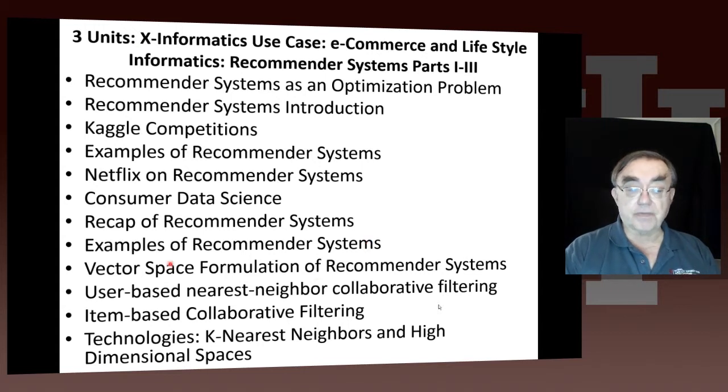We then use the vector space formulation and the different types of collaborative filtering: user-based and item-based. There are also content-based recommender systems, which we will mention. And then we come to the technologies which are needed, k-nearest neighbors, and also some comments on high-dimensional spaces.